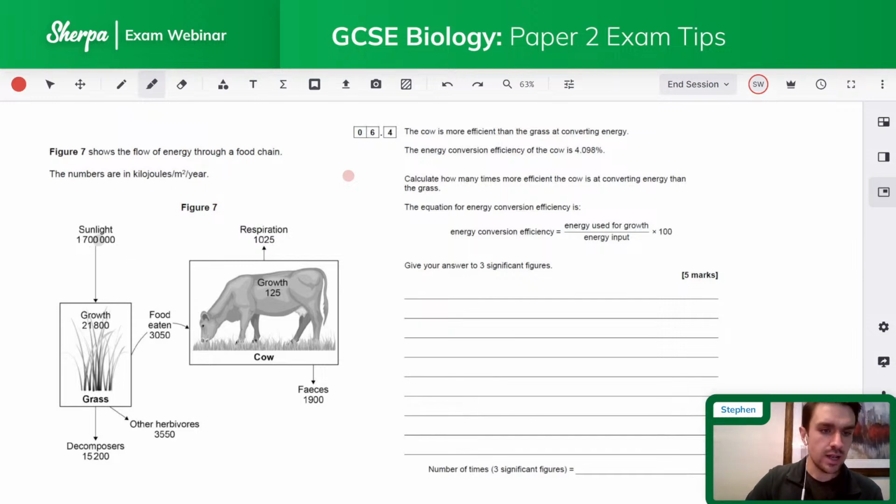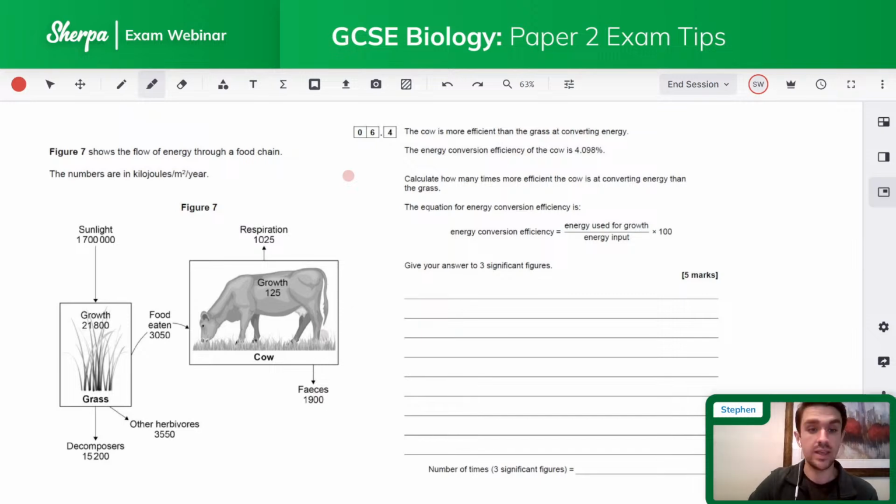Here we can see that sunlight is coming into the food chain, and the grass, or a primary producer, is using that sunlight for growth. Now, some of that energy is being lost to decomposers or other herbivores that might eat it. But whatever energy that plant takes on, it can pass up the food chain to the next organism, in this case a cow, and that will take in the energy and use it for growth, again giving some away as respiration, some away as feces.